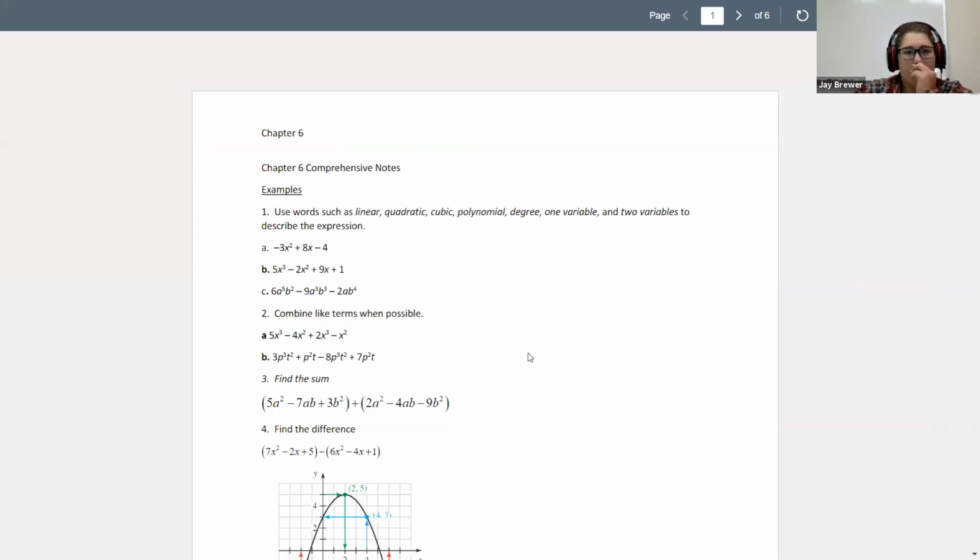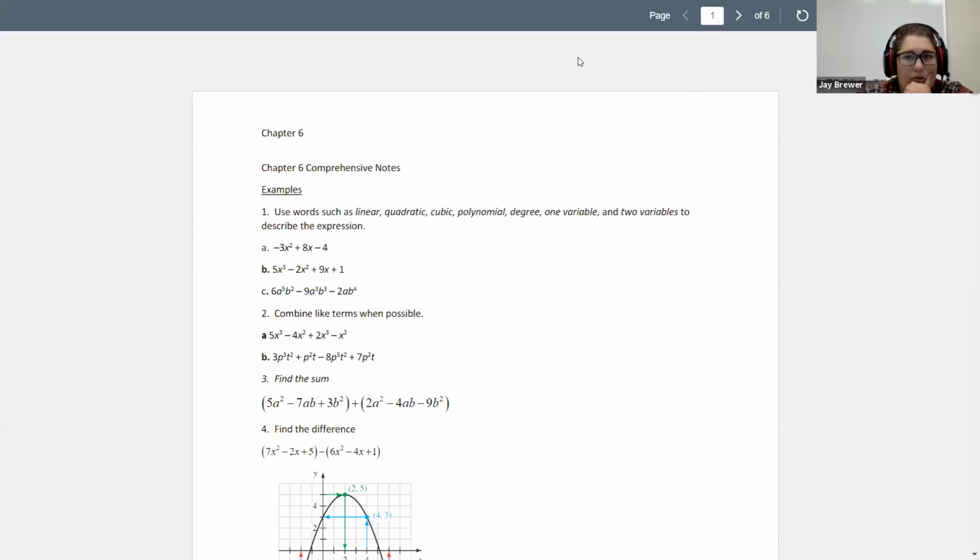All right. So it wants us to use words such as linear, quadratic, cubic, polynomial, degree, one variable, and two variables to describe the expressions. Does anyone have any idea what any of those words mean? We should have some idea. Linear means that's a straight line, right?